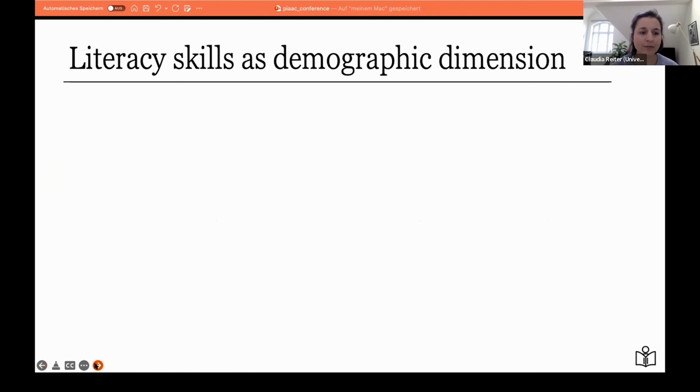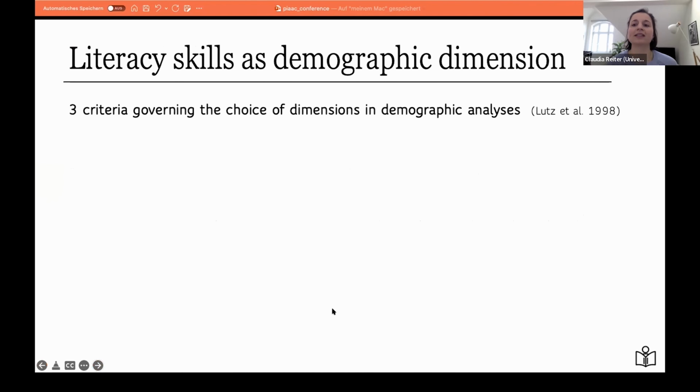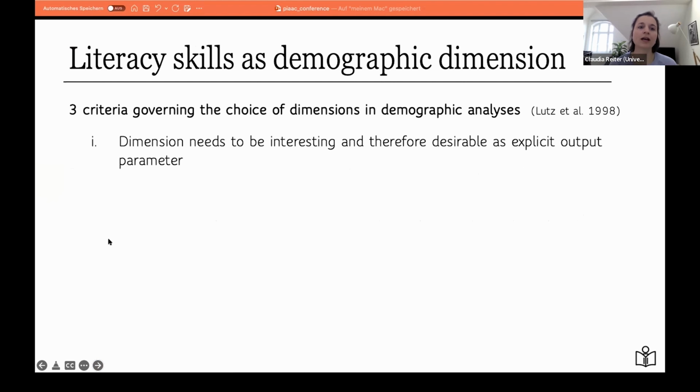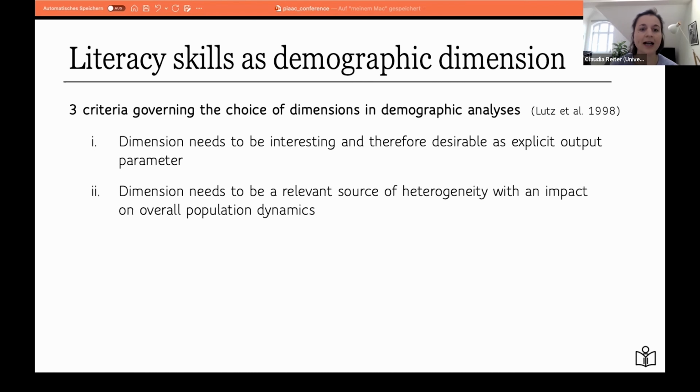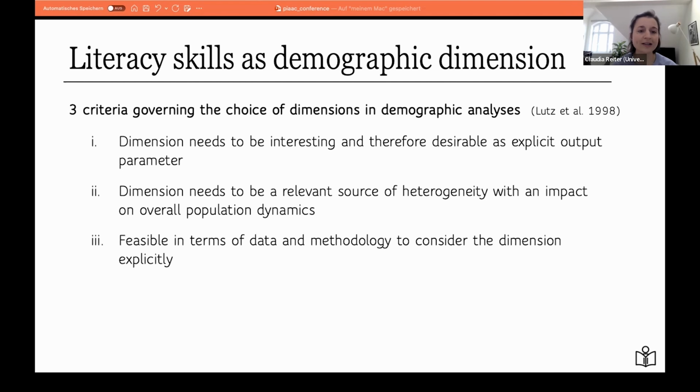In a paper by Lutz and colleagues from 1998, the authors defined three criteria governing the choice of dimensions in demographic analysis. These three criteria are the following. First of all, the dimension needs to be interesting and therefore desirable as an explicit output parameter. It needs to be a relevant source of heterogeneity with an impact on the overall population dynamics. And finally, the dimension must be feasible in terms of data and methodology to consider the dimension explicitly. By using existing literature, I try to evaluate literacy skills in terms of these three criteria.